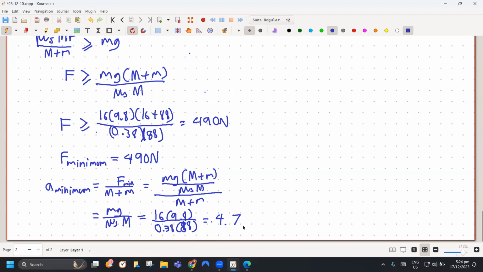4.7. So, units, 4.7 per second squared. Okay. Di ba? So yan yung acceleration kailangan para hindi siya mag-slide. Okay.